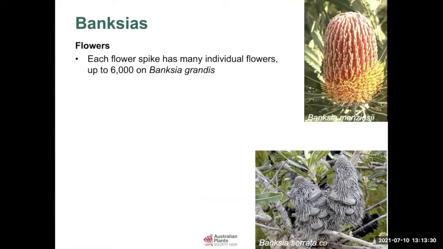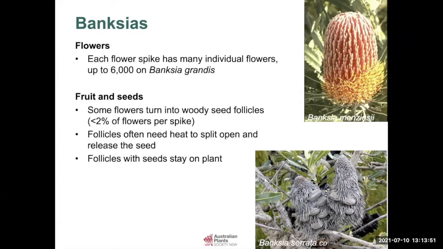So when you see a Banksia flower spike, that spike is actually made up of many individual flowers. And on something like Banksia grandis, there can be up to 6,000 individual flowers on one particular flower spike. But as is the way in the natural environment, not all of those flowers will produce fruits and seeds. So for that whole flower spike, maybe less than 2% of all those flowers will actually develop into a woody seed follicle and have a fertile seed.